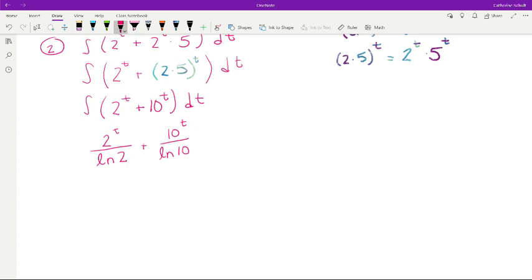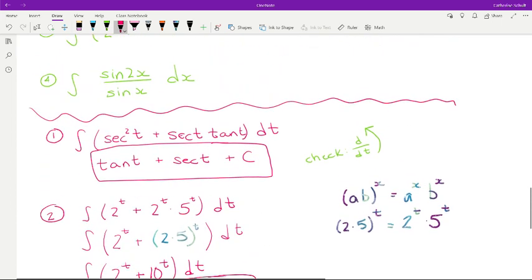Okay, what's the last thing we need? Plus c, because it's a family of functions, infinitely many functions. All right, so let's see what we have next.